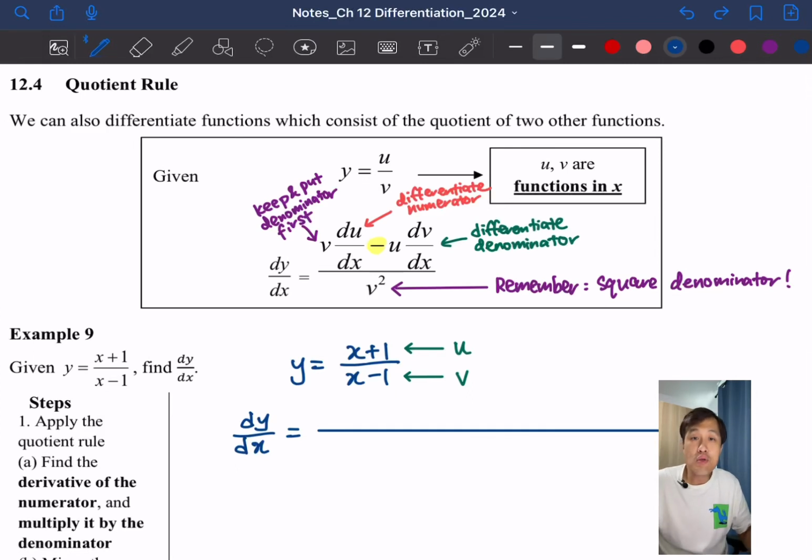So for quotient rule, we'll look at this example of y equals x plus 1 over x minus 1. Clearly the function is in fraction form. For this kind of situation, we normally use quotient rule. So what does quotient rule say?